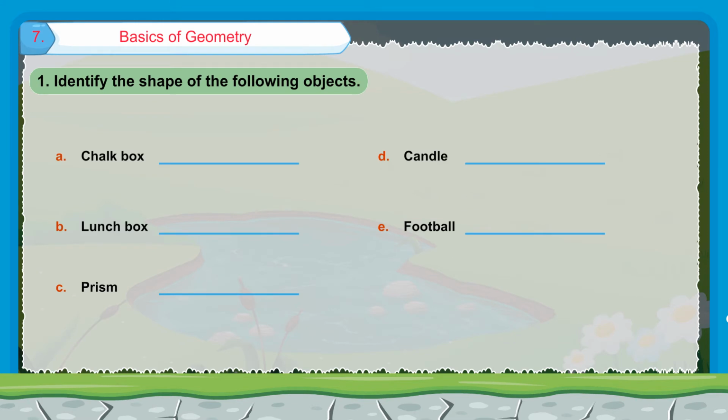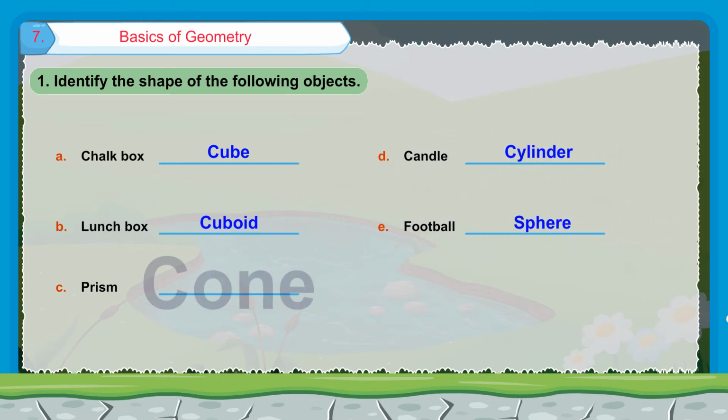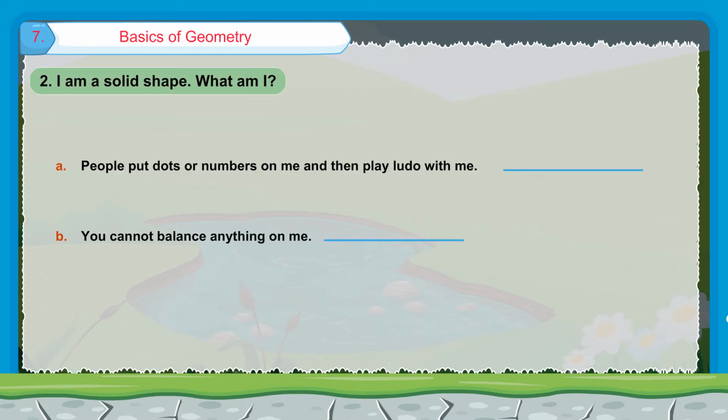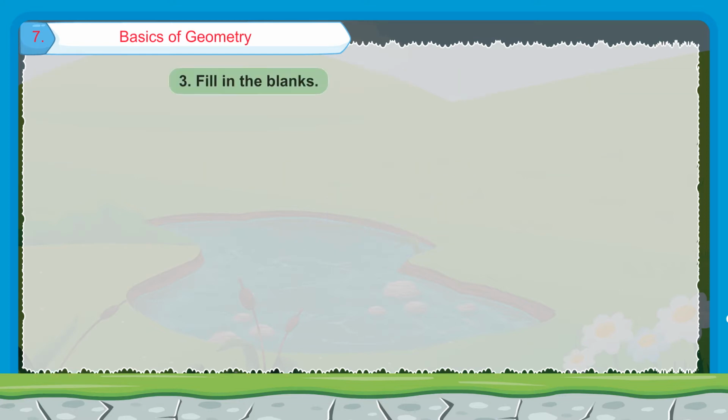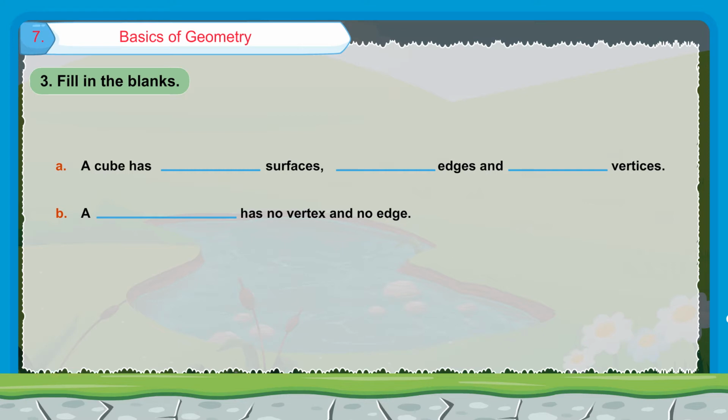1. Identify the shape of the following objects. 2. I am a solid shape. What am I? 3. Fill in the blanks.